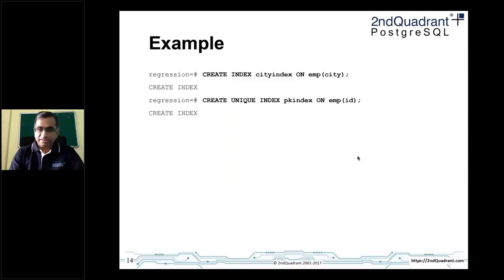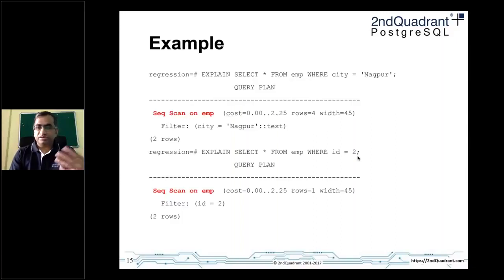So I built these two indexes on the table, and now rerun the same queries as before. I'm doing a point query on city name Nagpur, and also a point query on the other column, ID equals 2. Nagpur is not unique, but we have an index on column city, whereas ID is unique, and we also have an index on ID. But even after we built indexes on the table, the planner is still choosing sequential scan.